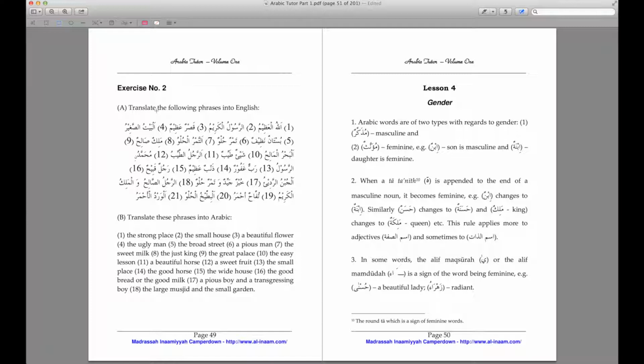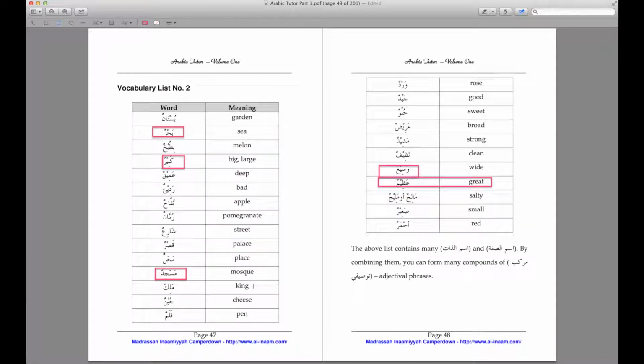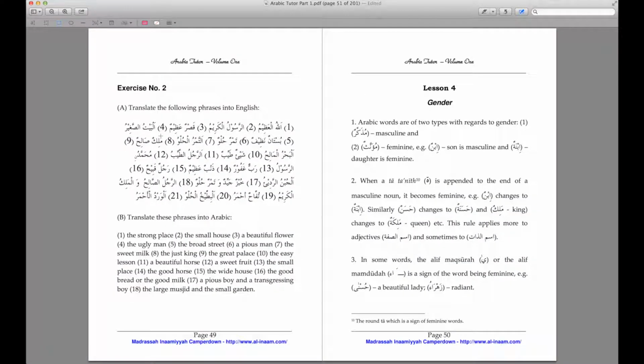Next page. Exercise number 2. Translate the following phrases into English. Okay, bismillah. Allahul Azimu, Allah the Great. Ar-Rasulul Karimu, the noble prophet. Here both of them, sifa and mawsuf, are matching. Qasrun Azimun, a great palace. Qasr, I think palace, right. Al-Baytu Saghiru, the small house. Bustanun Nadhifun, a clean garden.